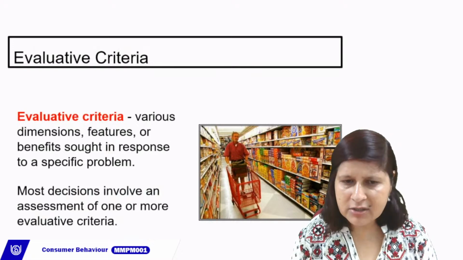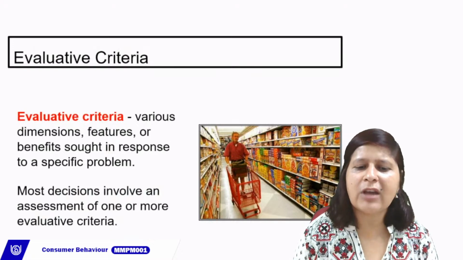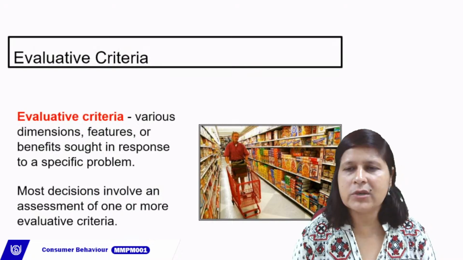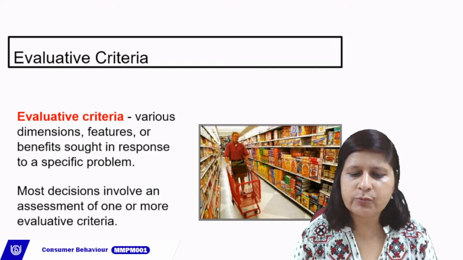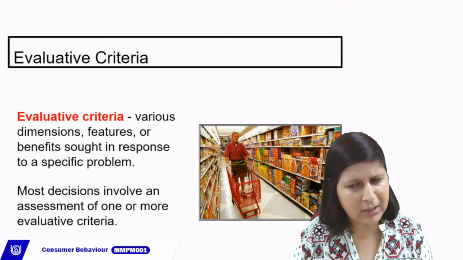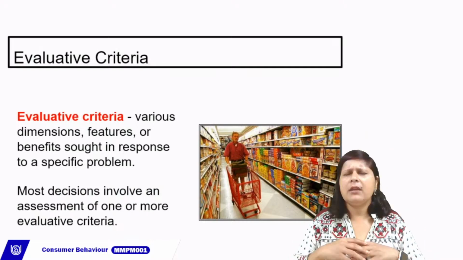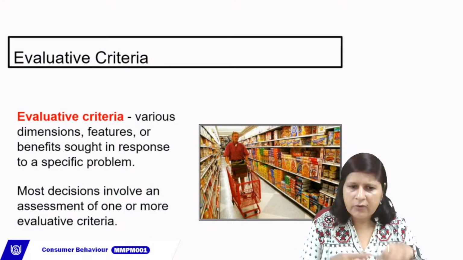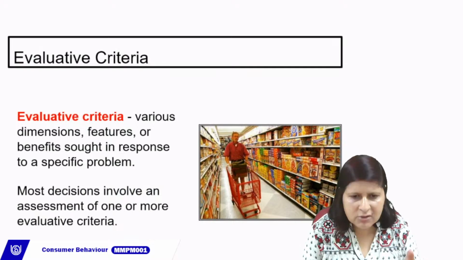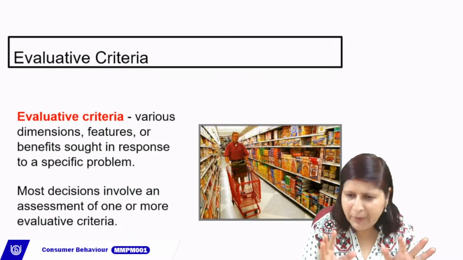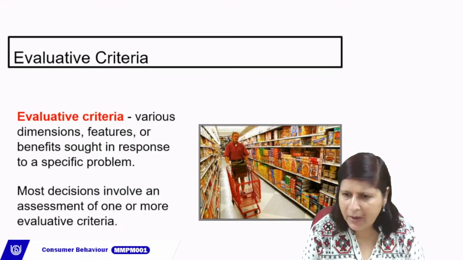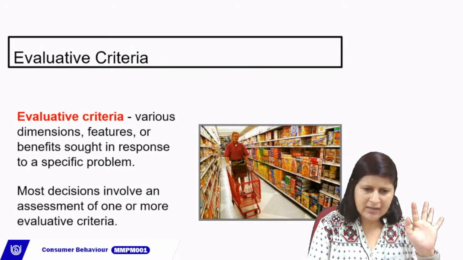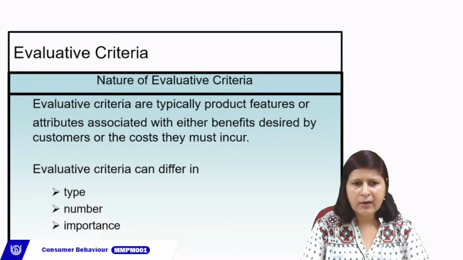Evaluation: there are various evaluation criteria, various dimensions, features, or benefits sought in response to a specific problem. Most decisions involve an assessment of one or more evaluation criteria. It could be on the basis of features, benefits, brand, price, or packaging. So there could be one or millions of evaluation criteria.